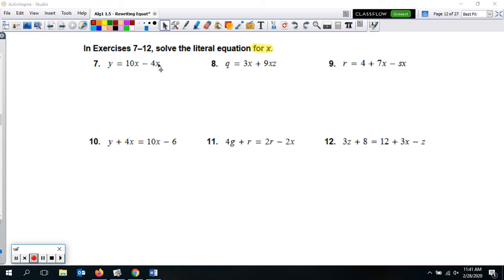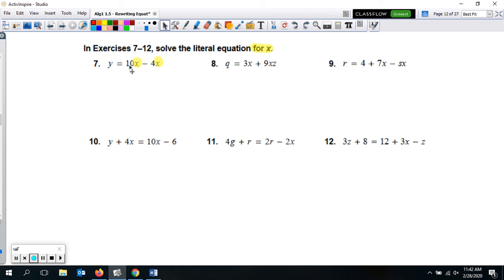So in our number 7 problem, we see x is actually in 2 places. So x is on the 10 and it's on the 4. So what we need to do, if it's in 2 places, is somehow get the x together in only one term. Right now it's in 2 separate terms, and we need to put those terms together somehow, so that x is just in one place.